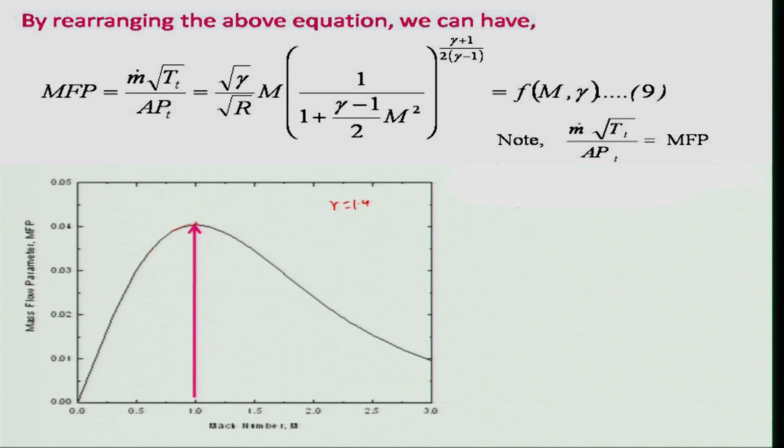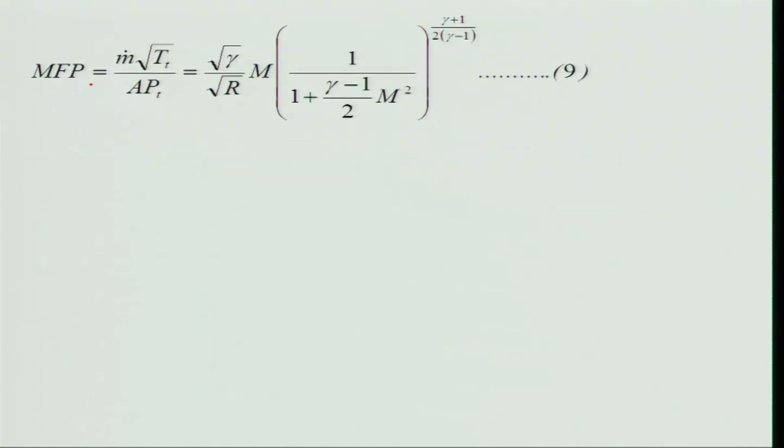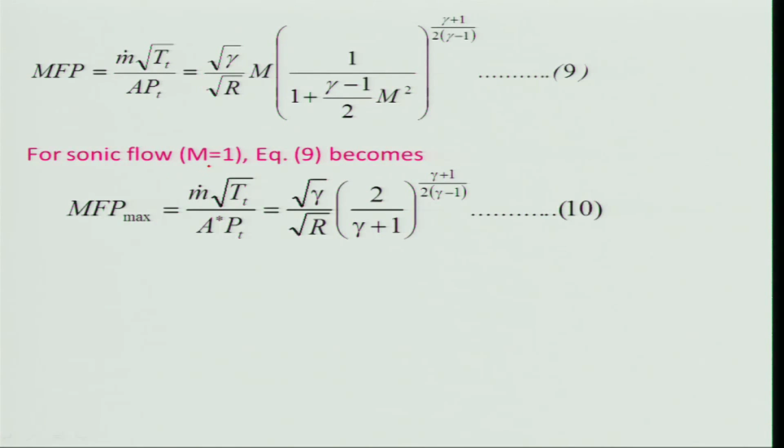Dependent on pressure, total temperatures, kind of thing. So, we will be looking at that a little later on. Just to talk about it, for sonic flow M is equal to 1, what will we get? Equation 9 becomes m_f max, that is the maximum flow rate, which corresponds to Mach number 1.